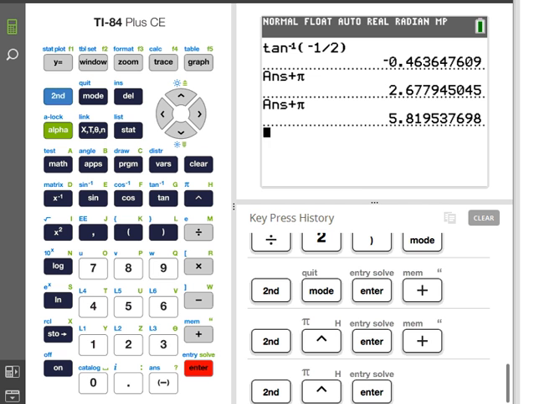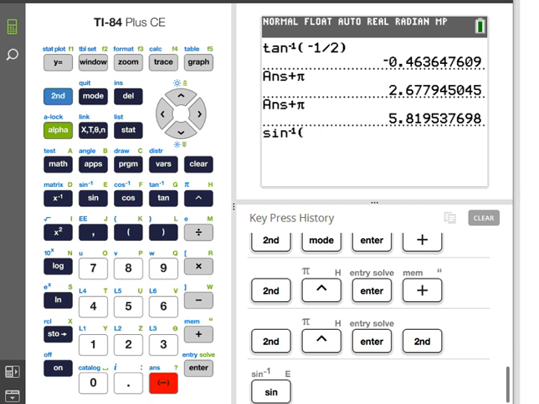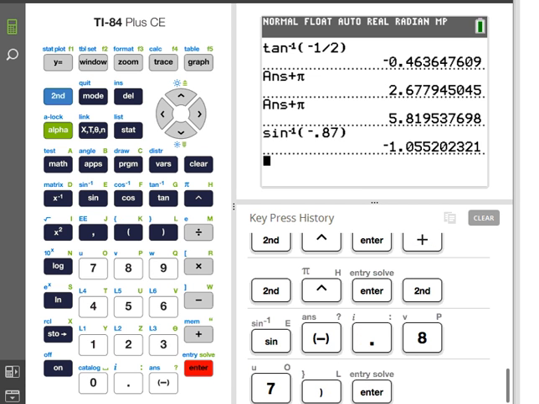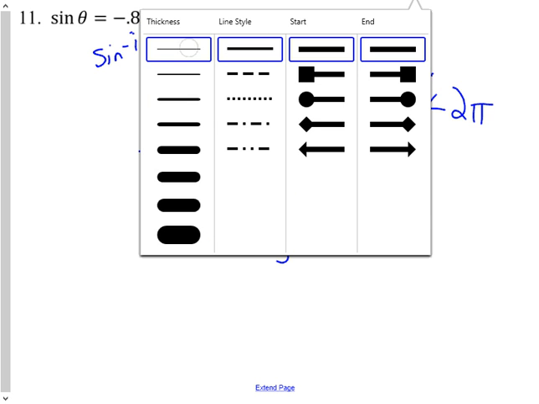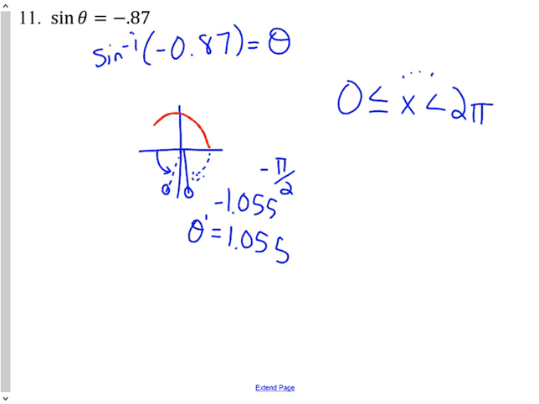So hop up the calculator again, second sine inverse, negative 0.87, get negative 1.055. So there's that. And now let's talk it through quick. Negative 1.055 does not lie in this range, right? But 1.055, the positive version of that, is our reference angle. As a reminder, reference angles are a little tricky, but I have two quadrants, All Students Take Calc, where sine is negative. Quadrant 3 is negative, and quadrant 4 is negative.